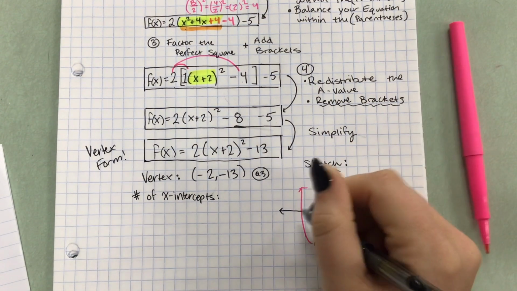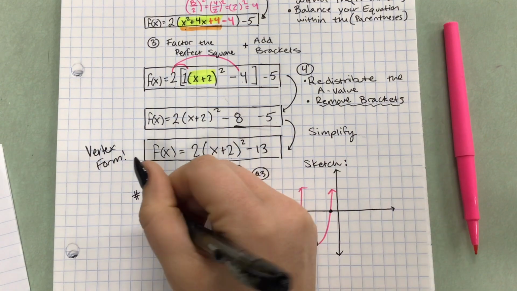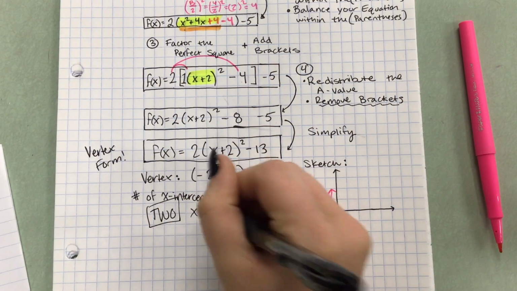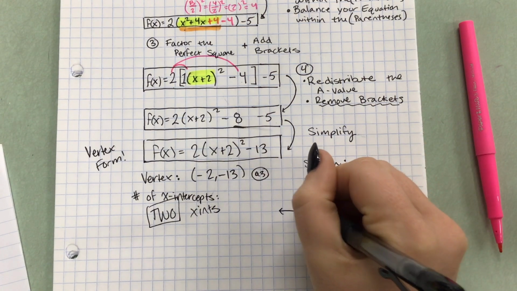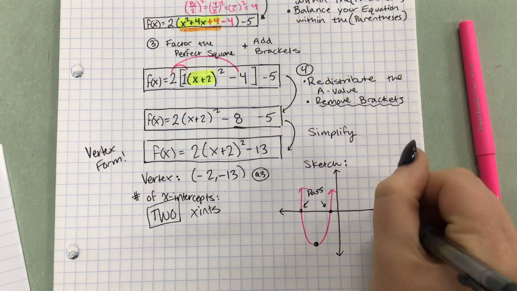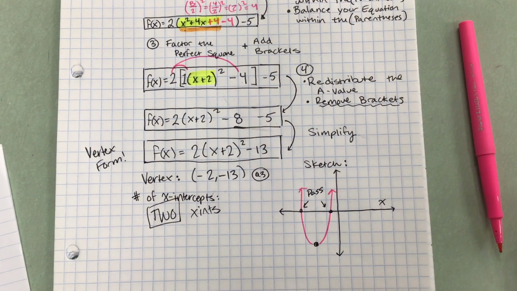This tells me that there are 1, 2 x-intercepts because they are passing through the x-axis. Cool. We're going to do one more example.